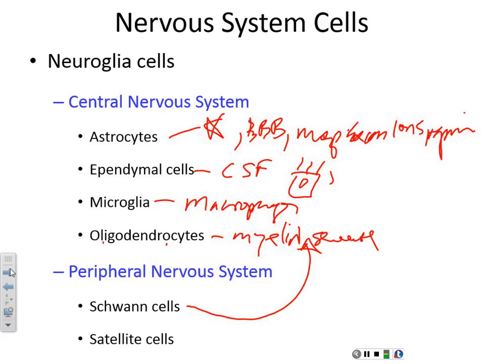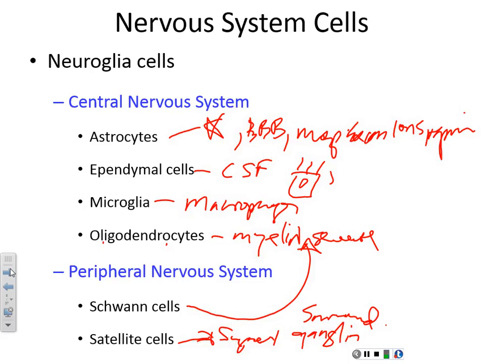Okay? And then satellite cells, they support cell bodies. Satellite cells, they surround ganglia, right? Remember, ganglia are cell bodies in the peripheral nervous system, whereas nuclei are cell bodies in the central nervous system, okay? So they surround ganglia, okay? Very good.